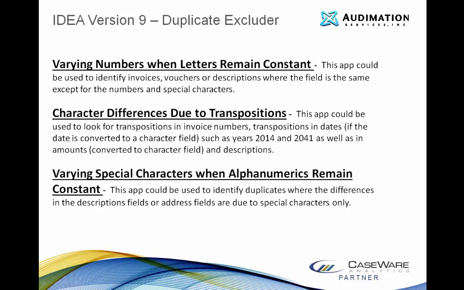Varying special characters when alphanumerics remain constant could be used to identify duplicates where the differences in the description fields or address fields are due to special characters.